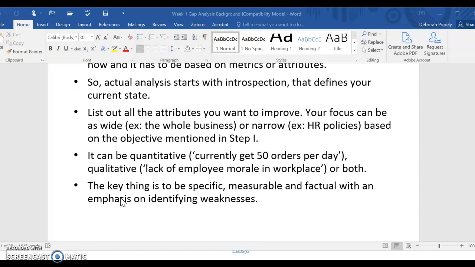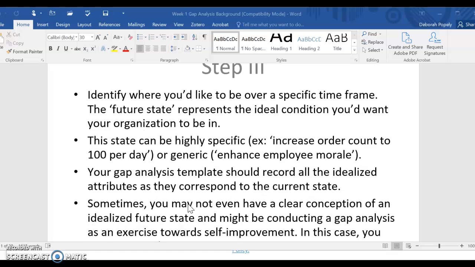And the best thing is to define it quantitatively if possible, getting what the actual numbers associated with the current state are. The more specific, measurable, and factual you can be here, the better your chances of identifying a weakness. Step three is to identify where you'd like to be over a specific time frame.